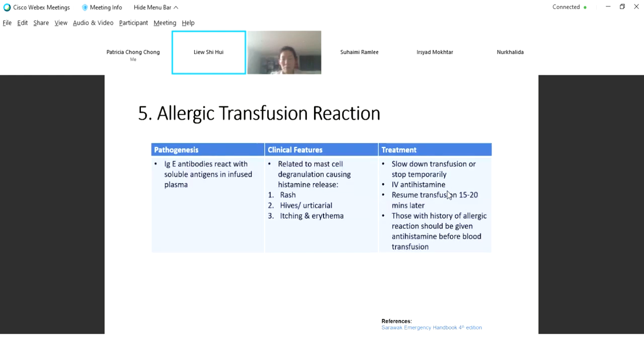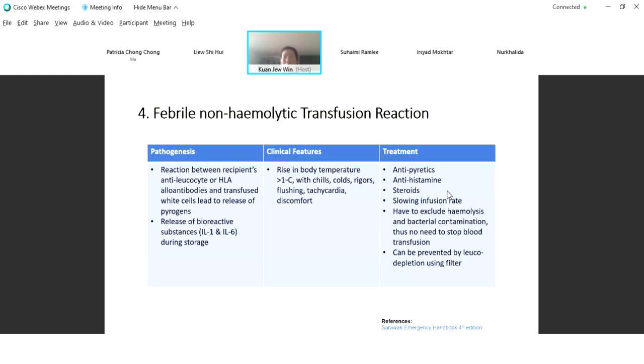It can be reduced but it cannot be totally prevented, because sometimes it is due to other substances in the blood, not only the leukocytes. Okay. Continue.